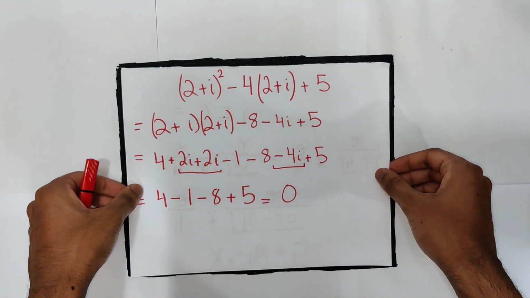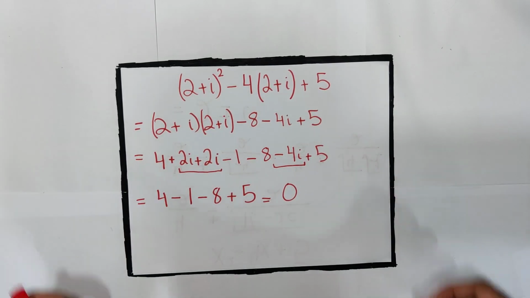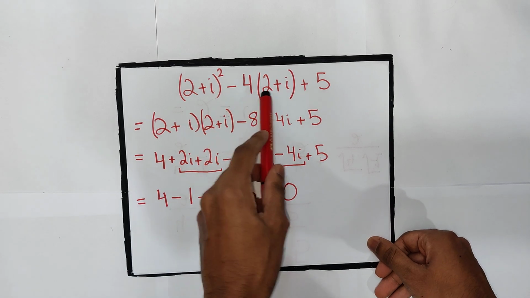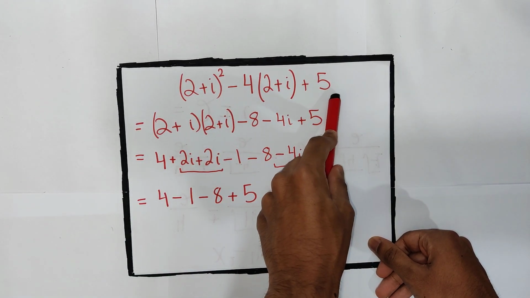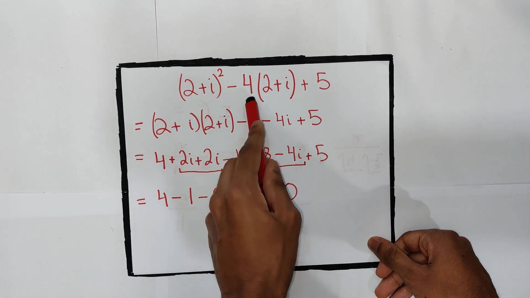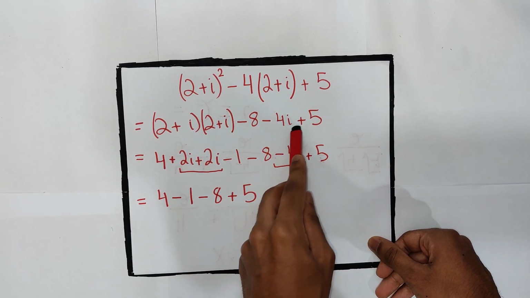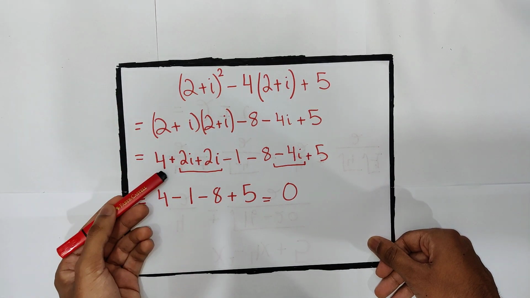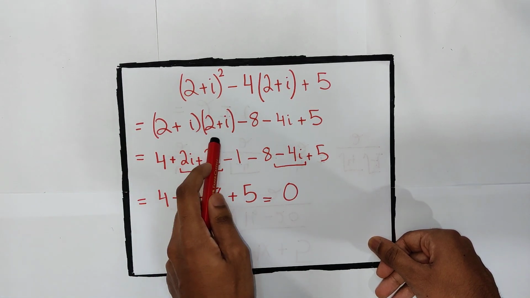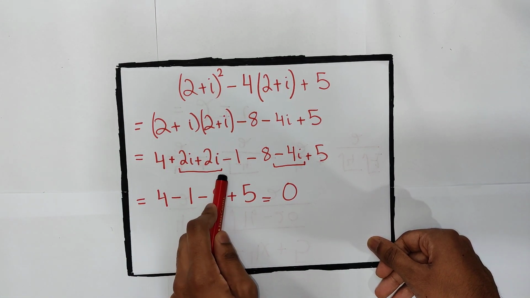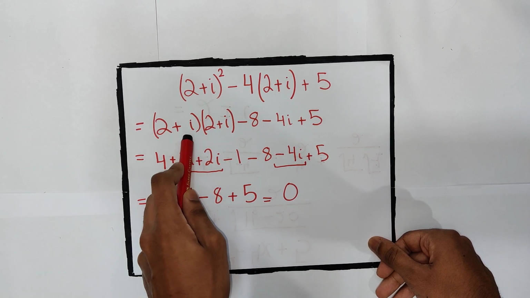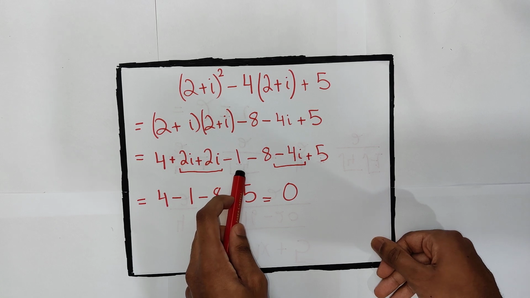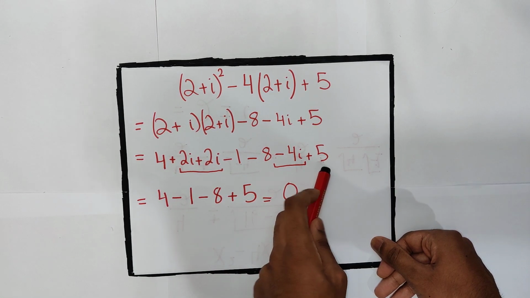And if we want to check that over, we can substitute that root back into the original equation. So we have (2 + i) squared minus 4 by (2 + i) plus 5. Expanding this and expanding this, we get minus 8 minus 4i plus 5. Now, 2 by 2 is 4. 2 by i plus 2 by i, well that's 4i here. Then we have plus i squared, but i squared, remember, is minus 1. Minus 8 minus 4i plus 5.